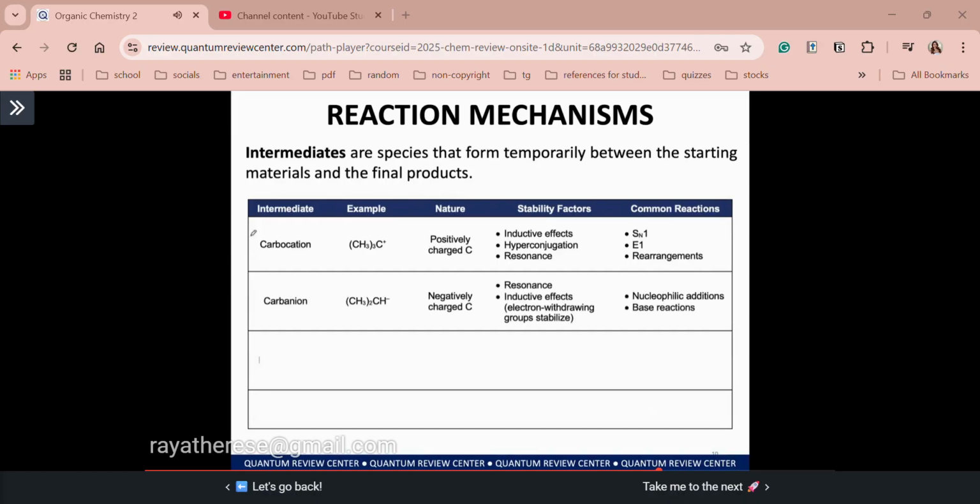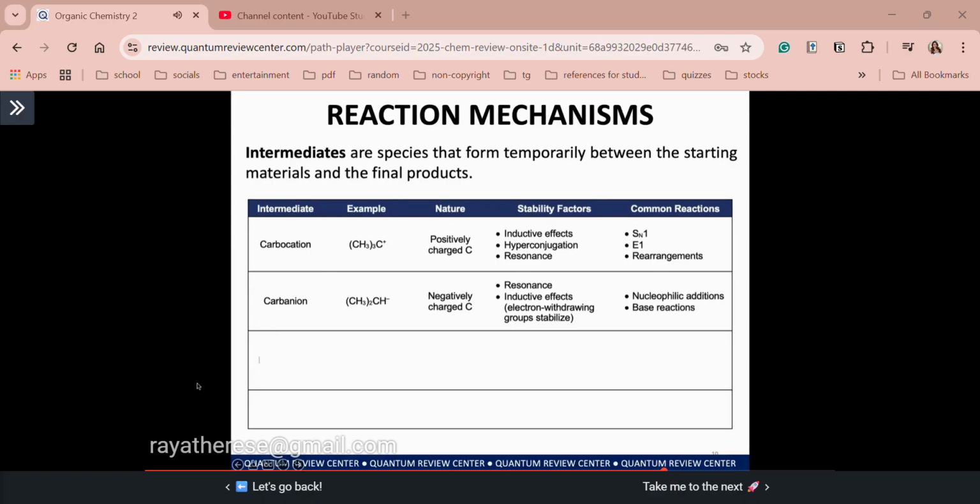Okay? Next, we have your carbanion intermediate. So if you have a positively charged carbon intermediate, of course, the opposite is a negatively charged carbon. So usually the stabilizing factors are similar: resonance and inductive effects, particularly if you have electron withdrawing substituents, those that are particularly electronegative, for instance, halogens, class. Okay? So again, we will usually see carbanions in our nucleophilic additions or reactions that involve bases. Okay, so again, that's it for our carbanion. Remember, this is your carbon with extra electrons. So usually they are ready to donate these electrons or they are ready to abstract a proton.